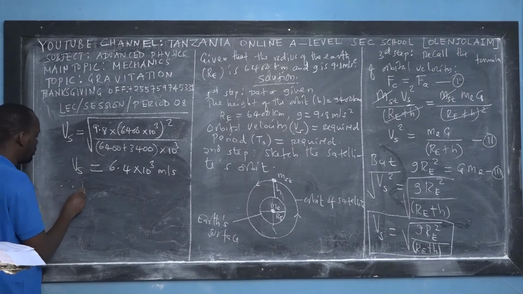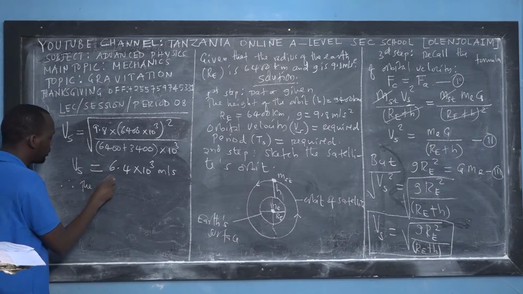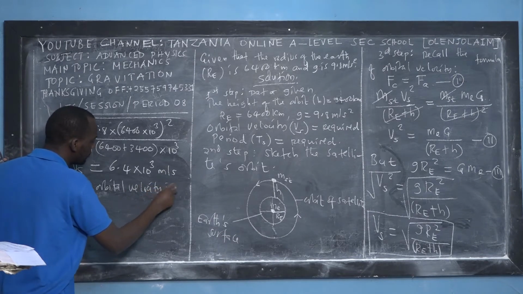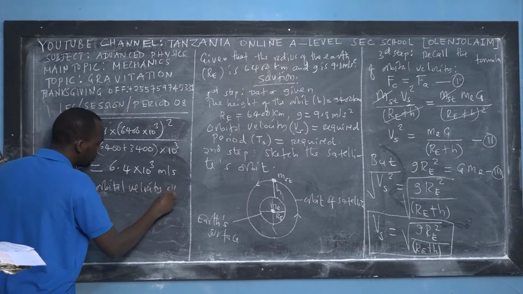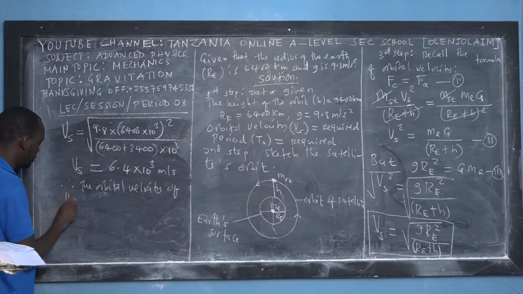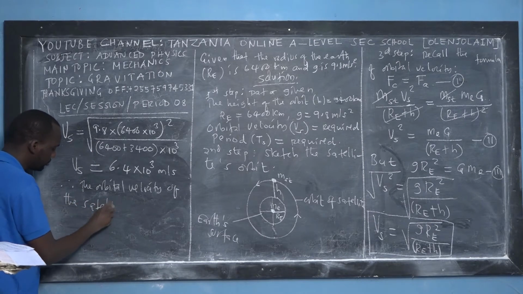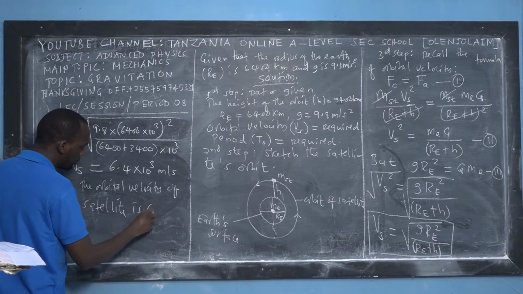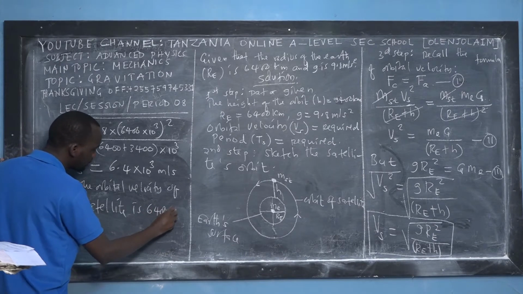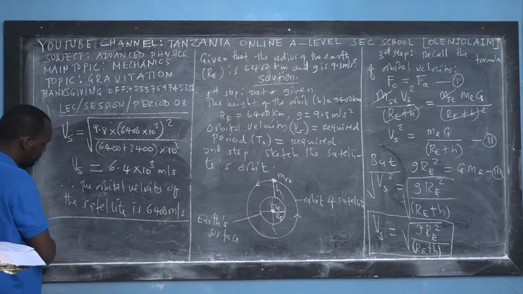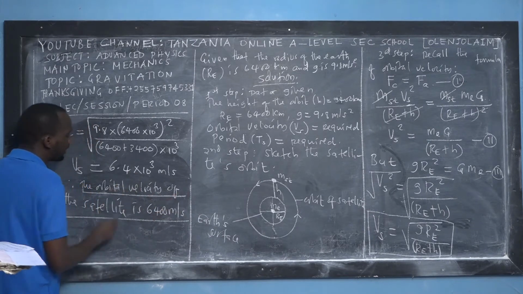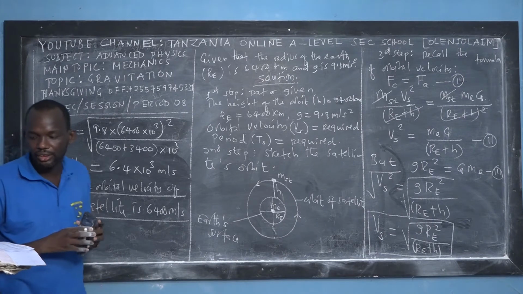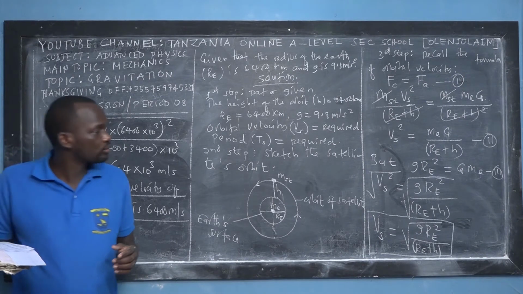So therefore, the orbital velocity of the satellite is 6,400 meters per second. So it travels 6.4 kilometers in 1 second. So that's about the orbital velocity.